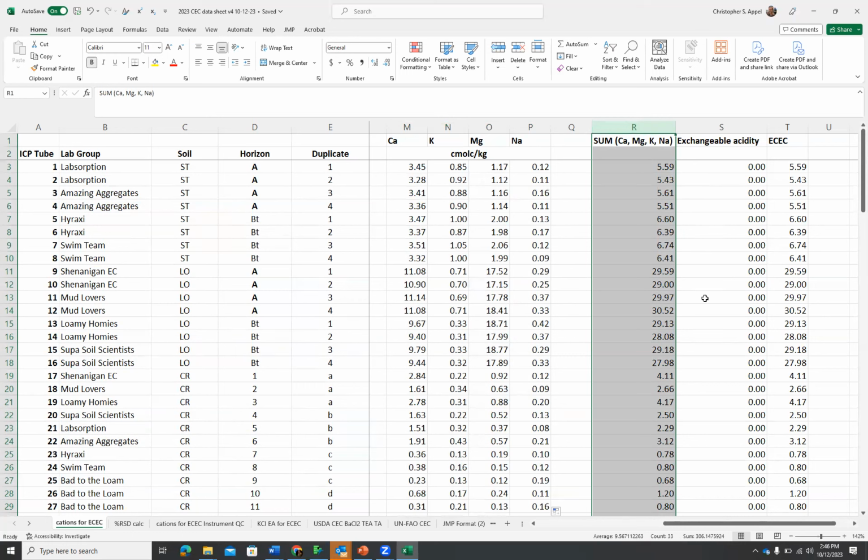Don't worry about them, because we calculated the recovery of those by converting them to milligrams per kilogram. So we don't need to know what the CEC is in centimoles charge per kilogram.